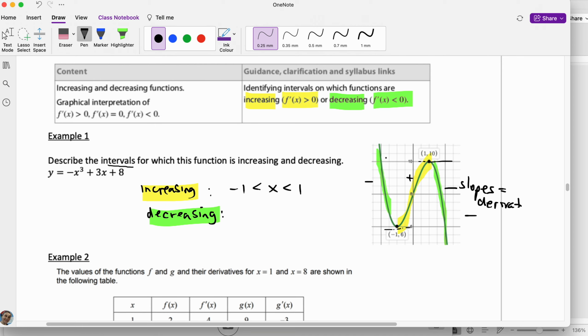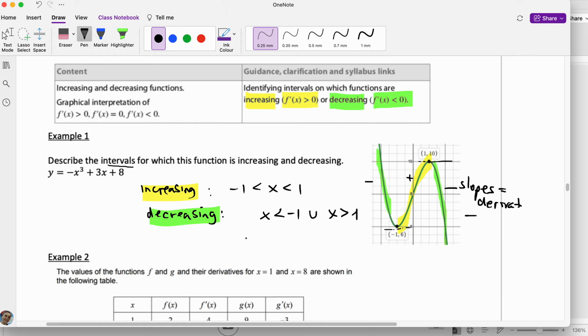Decreasing, then this is going to be here. So it's going to be x is less than -1. And also all the way here. You don't care about the y values. It really doesn't matter how high the function is. You just care about the x's, okay? So when it's bigger than 1, then it is also increasing.